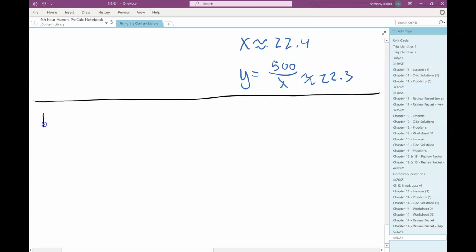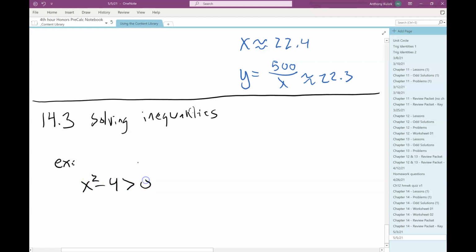The next section, we're going to talk about solving inequalities. So again, I'm just going to do some examples and show you how to do this.